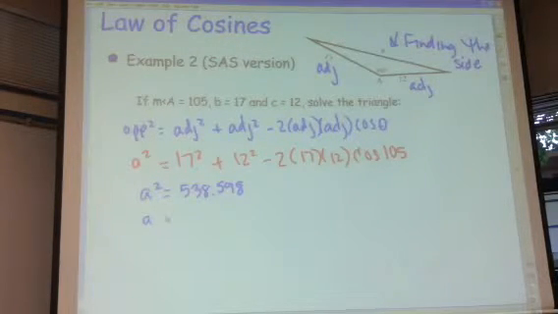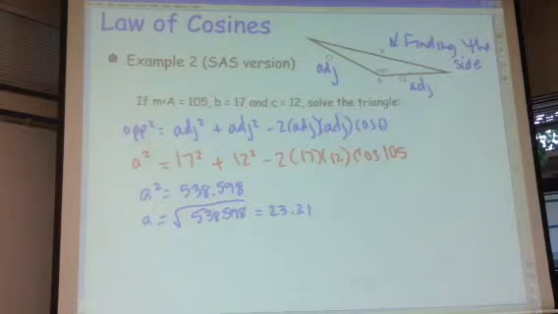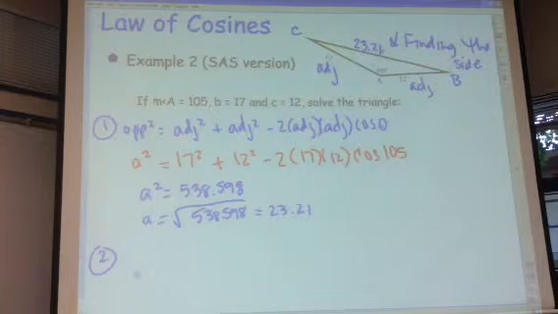After I get my a squared correct, I know that I would just take the square root of that to find a. And remember, you can do second square root, second answer to get this. And my final answer was 23.21. So now this is 23.21. And I can use this relationship now to solve for B and C. So this is step 1. I'm going to find that side. And then step 2, I'm going to find the other ones by using the law of sines.